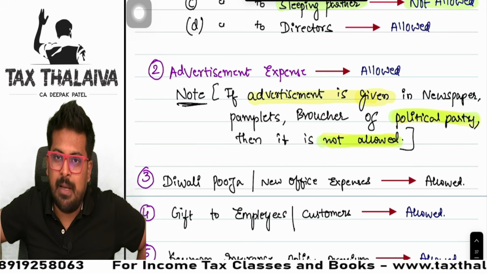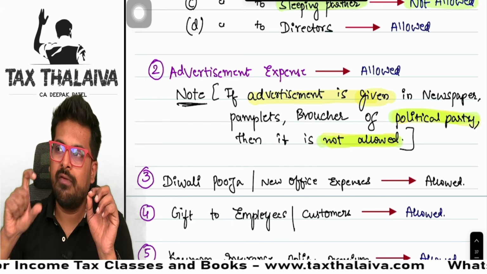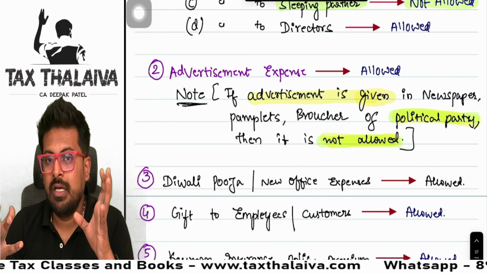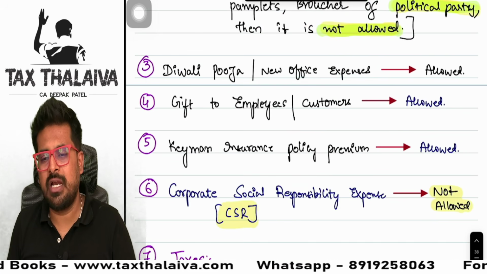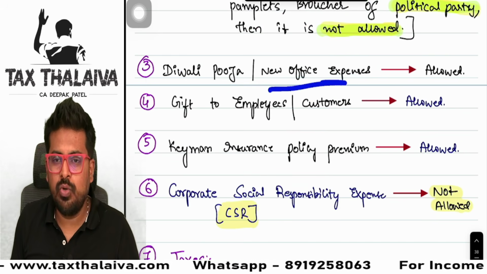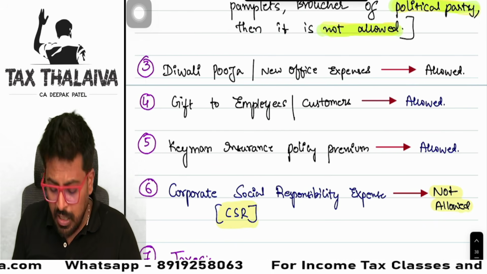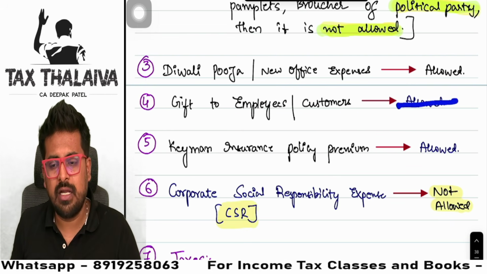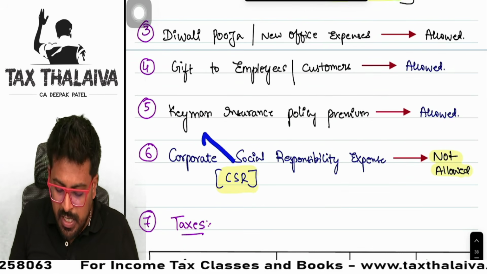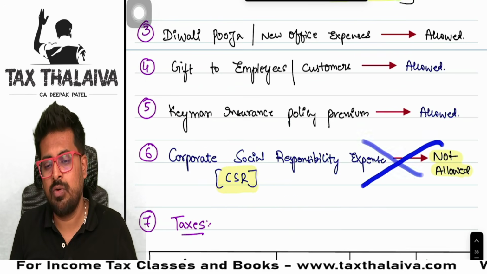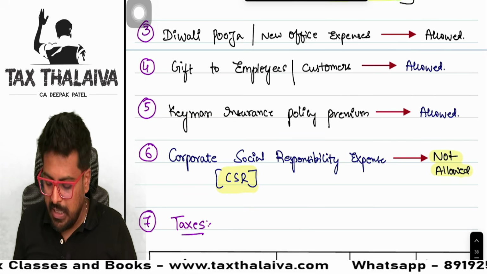Let's say, for example, elections are going on, and in the Congress party's or BJP's pamphlet you are giving an advertisement and you have spent money for that. That expenditure amount is not allowed. Diwali puja or any festival puja, Ramjan or Christmas, and any office expenses you want to claim, you can claim here. Gifts to employees or customers, you can claim here. Key man insurance policy premium, you can claim here under section 37. But mind you, CSR expenditure is not allowed. Corporate social responsibility is not a business expenditure. That is not allowed.